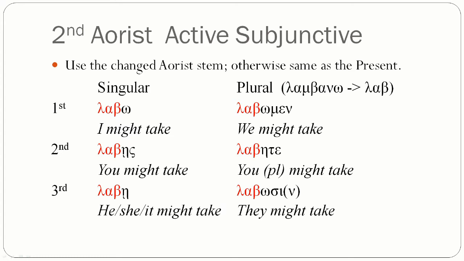Okay, so again, the forms are very simple. These are standard active subjunctive endings as we've had in the first aorist and the present. Add that changed aorist stem, and this will go the same for the others. Okay, if you want to have an aorist middle, take your aorist stem, lab, and just put your middle ending on. Okay, so that would be labomai.